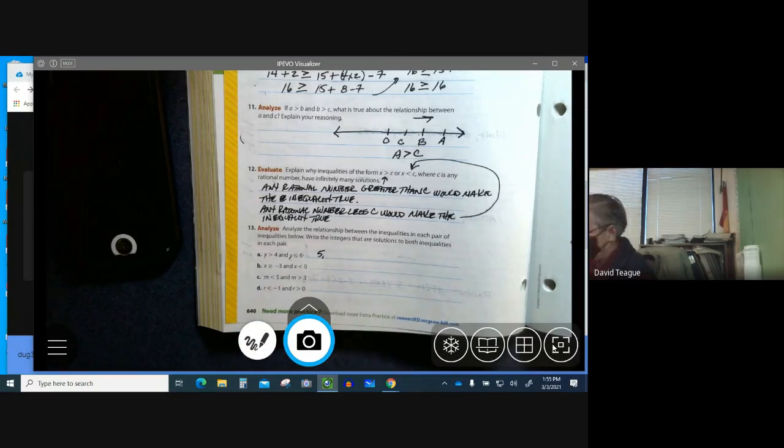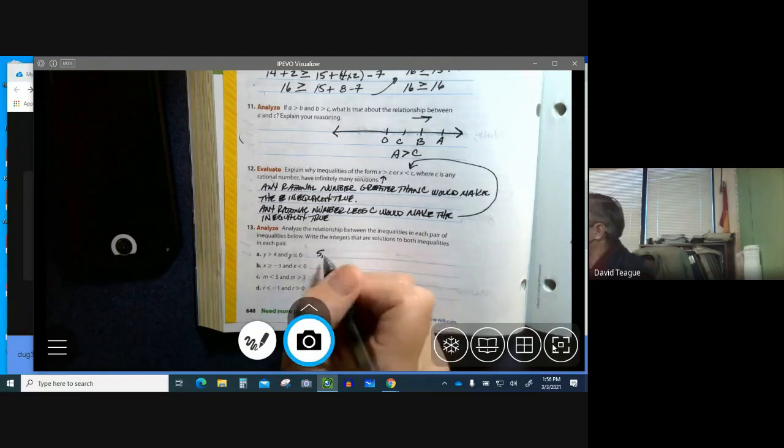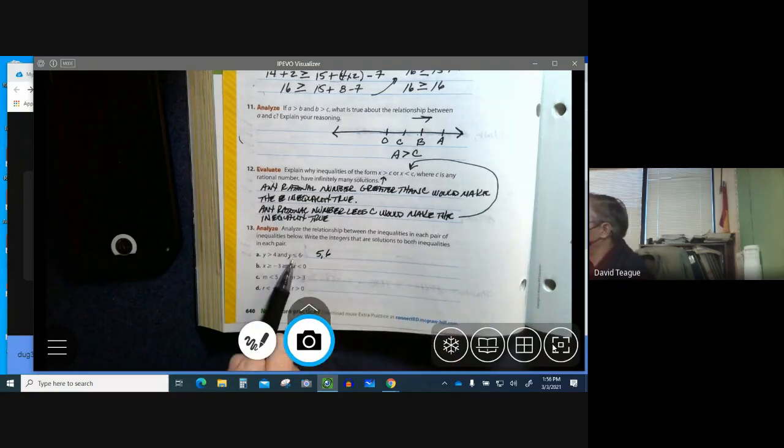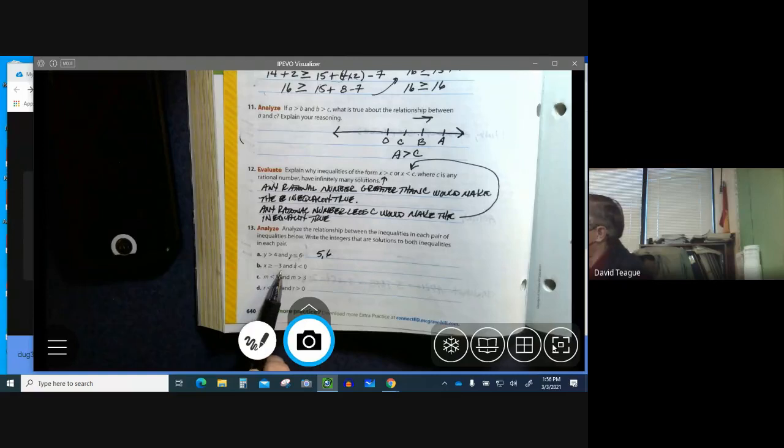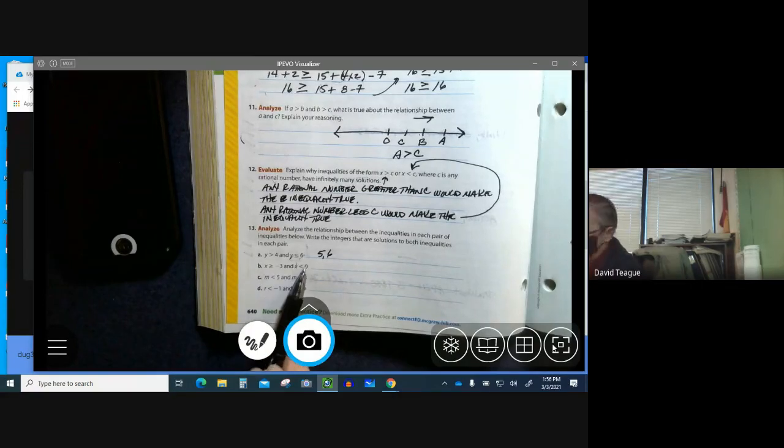Is there another number that would work? 6. 6 would work, right? Because 6 on this side, it's equal to 6. That would work, and 6 is greater than 4. So those are the only two numbers that will make both those inequalities true. Very good. Okay, the next one is x is greater than or equal to -3, and x is less than 0.